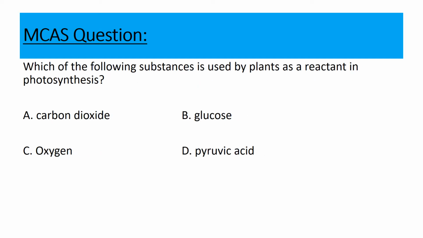Which of the following substances is used by plants as a reactant in photosynthesis? Remember, reactants are chemicals that go into a chemical reaction. A, carbon dioxide, B, glucose, C, oxygen, D, pyruvic acid. Well, the answer is A, carbon dioxide. Carbon dioxide is one of the reactants in photosynthesis.